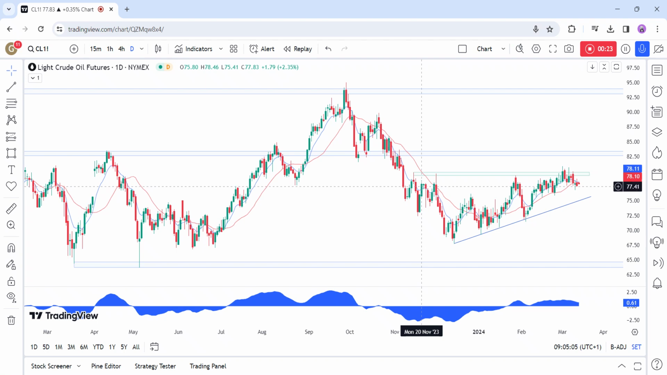On the demand side, the recent economic data has been consistently missing expectations, leading to weaker expectations for the market. As long as the current trend remains intact, we can expect lower prices ahead and a bigger correction to the downside.